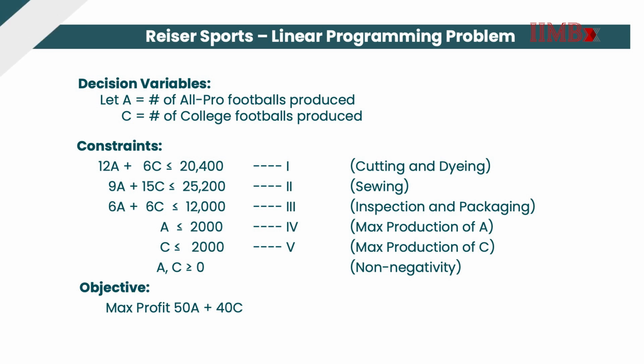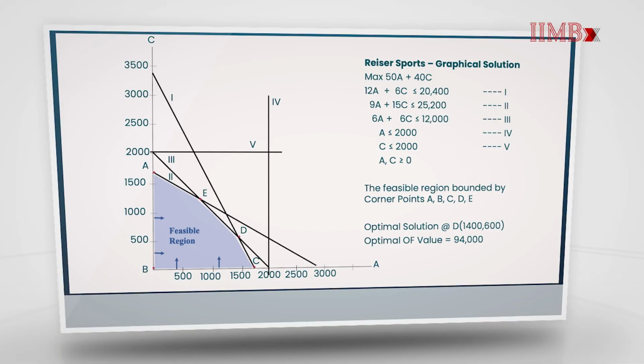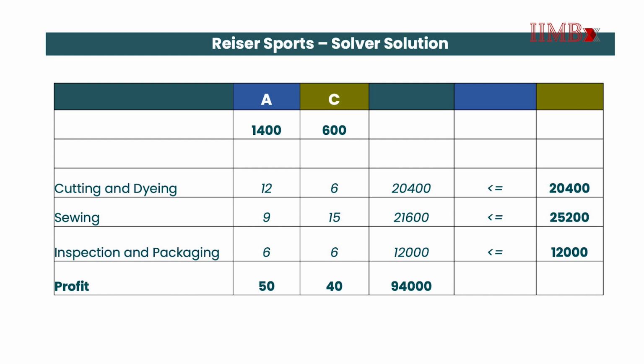We solved this graphically and the optimal solution turned out to be D at the point 1400, 600 with an optimal objective function value of 94,000. Then we went ahead and solved this using Solver. Got the same solution, of course. A is 1400, C is 600, and the total profit is 94,000.